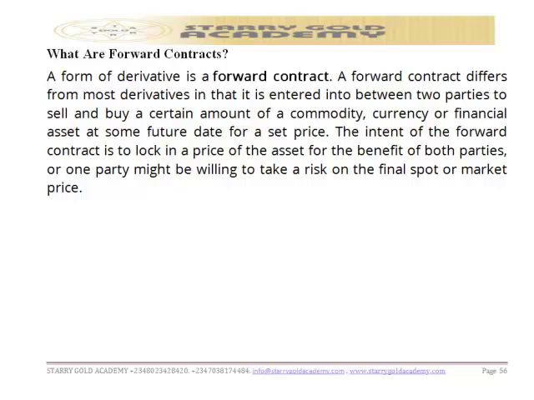Now, if that is the case, the contract being used in the market to take that step, that is a forward contract, is a derivative. A forward contract differs from most derivatives in that it is entered into between two parties to sell or buy a certain amount of commodity, currency, or financial asset at some future date for a set price.